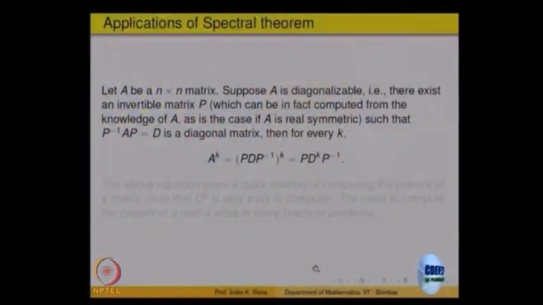So, what are the applications? I think in the beginning I had said, once you are able to diagonalize a matrix, there are a lot of advantages in that. One is, supposing a matrix A is diagonalizable, that means there is an invertible matrix P so that P inverse A P is equal to D, right.